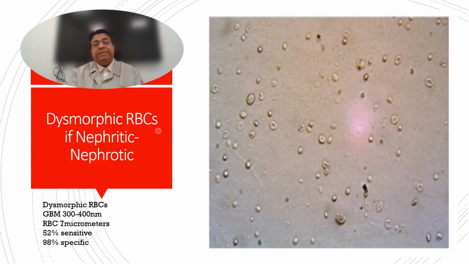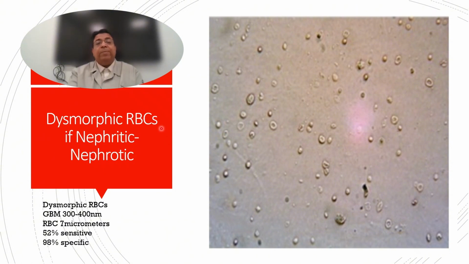Dysmorphic red blood cells can be seen if there is a combined nephritic process. Nephrotic syndrome typically does not have hematuria, as I said earlier, so you will not see dysmorphic red blood cells. However, if it's a combined nephritic process, you will have hematuria, and those red blood cells will be dysmorphic.